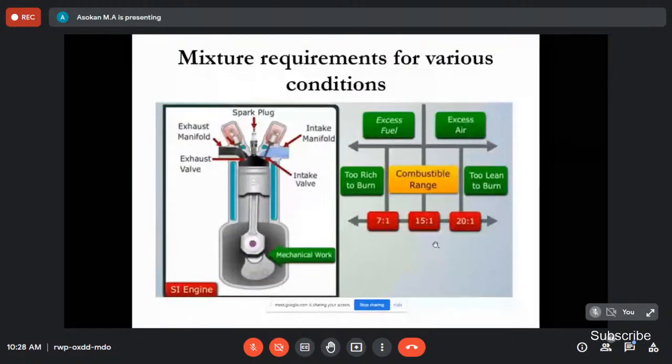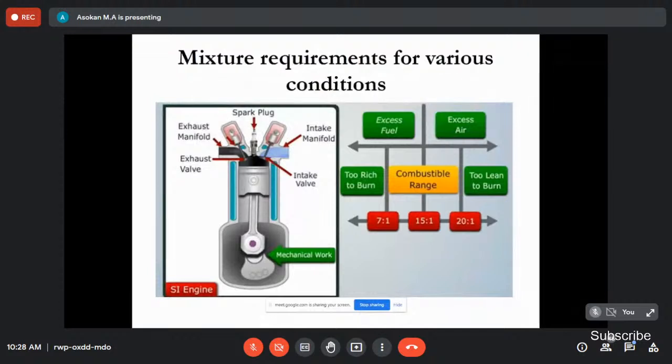See, this is the mixture requirement for various conditions. You already know the combustible range. It is 7:1 to 20:1. Beyond this range there is no combustion; there is a failed combustion. Lean, beyond 20:1, there is no combustion happening. So the combustible range is 7:1 to 20:1.